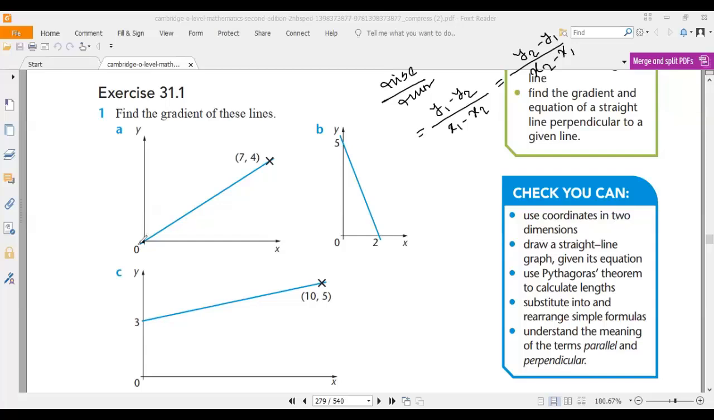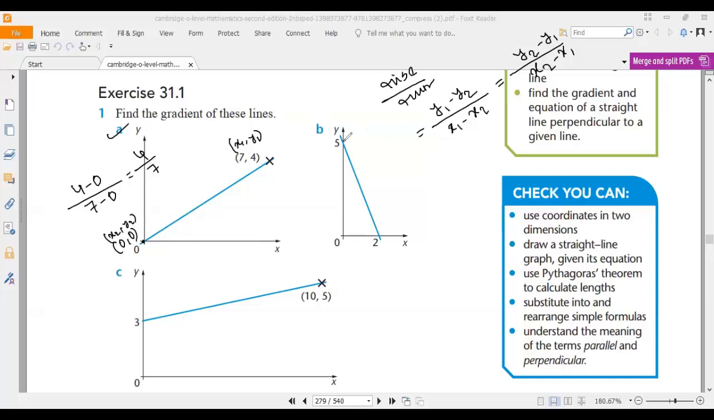So this 0 at number A represents 0, 0. That is the origin. So what will be the gradient here? You know that y1 minus y2, that means 4 minus 0, because this one is x1, this one is y1. And if this one is x2, y2, then we can say y1 minus y2, 4 minus 0, divided by 7 minus 0. So what will be the final answer? It will be 4 by 7.